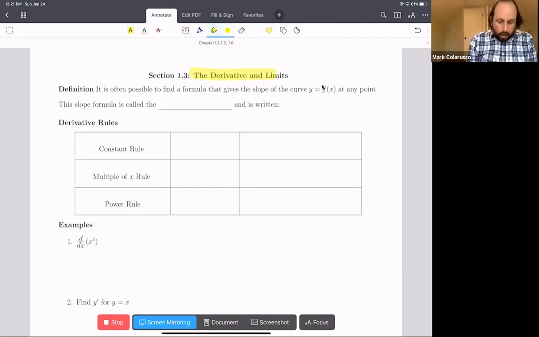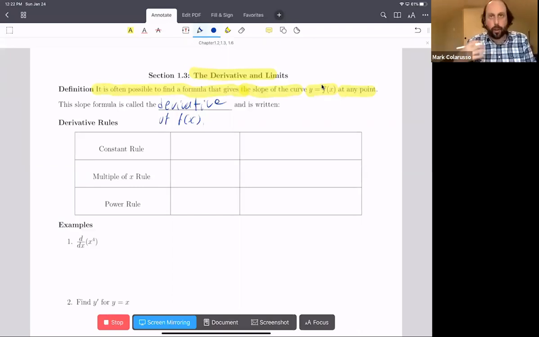1.3. So it's often possible to find a formula that gives the slope of the curve, or the slope of the tangent line to any function, with some caveats, at any point. This slope formula is called the derivative of the function f of x. Unfortunately this is another piece of terminology. Derivative just means slope of the tangent line. Okay, that's all it means. And there are reasons why you talk about it this way, but that may not become clear for a while.